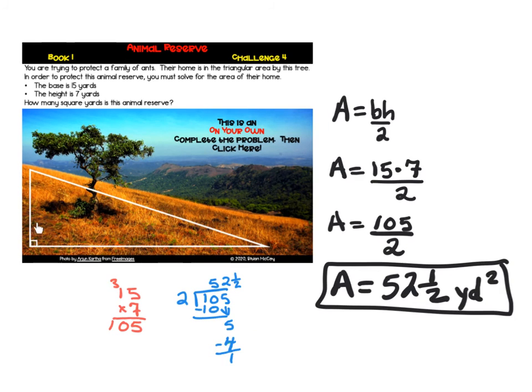So in final conclusion, my friends, this area right here for this animal reserve for those ants that you are protecting is 52 and 1/2 yards squared, and that is the area of this triangle right here.